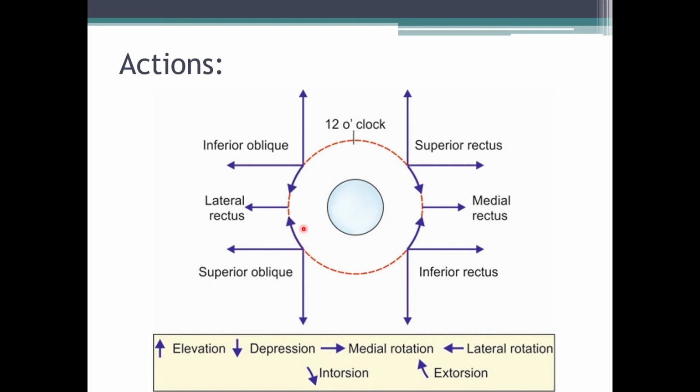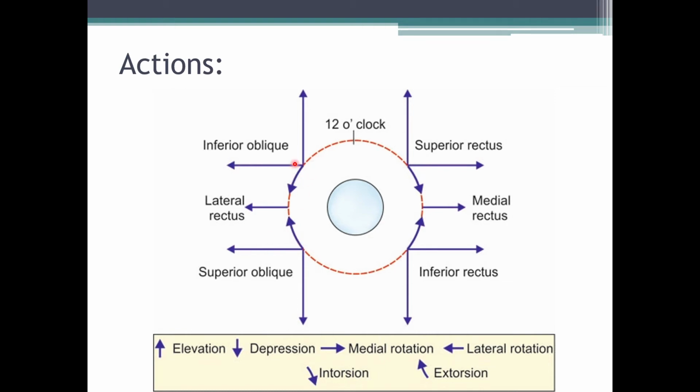So superiors always intort. That is what you have to remember. And the inferior oblique's action will be completely opposite to that of the superior oblique. So inferior oblique will produce what? Elevation, abduction, and extorsion. Both the muscles are producing abduction. Why? Because they are inserting laterally.